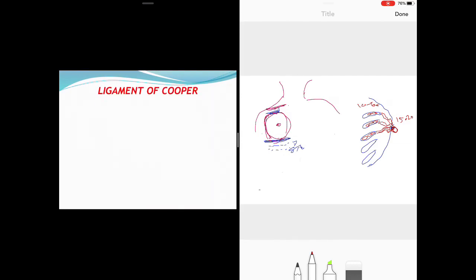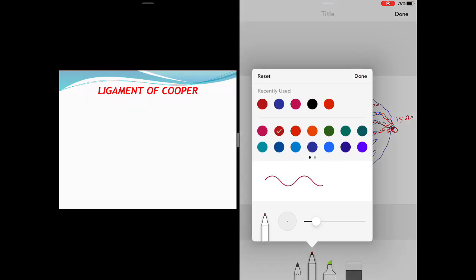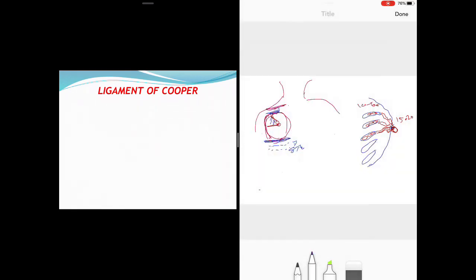The breast is divided into four quadrants: upper medial, upper lateral, lower medial, and lower lateral. The upper lateral quadrant extends to the axillary tail, and this is the more common site of malignancies. Why? Because it contains dense breast tissue. Because of the dense breast tissue, there is a high chance of getting breast cancer in that area, about 60% occurring in the upper lateral quadrant of the breast.